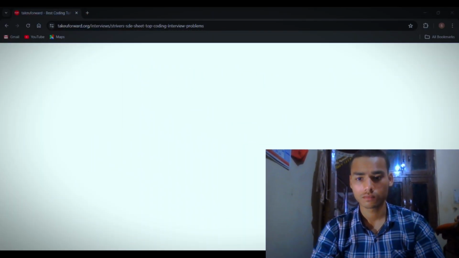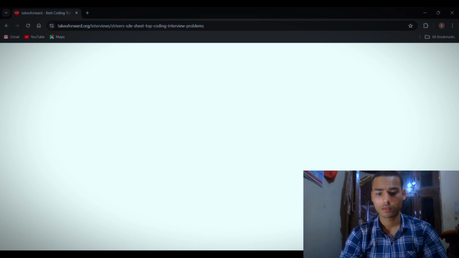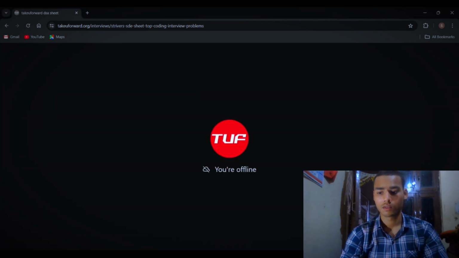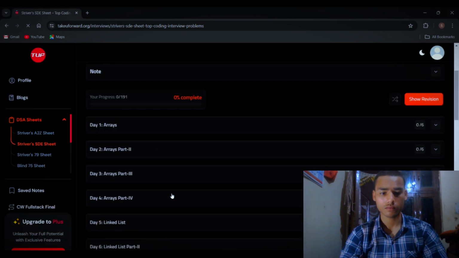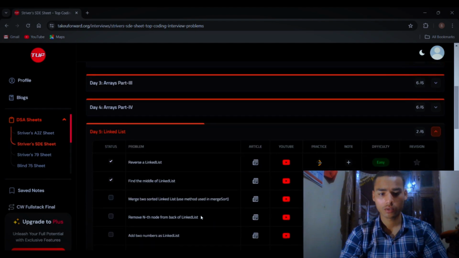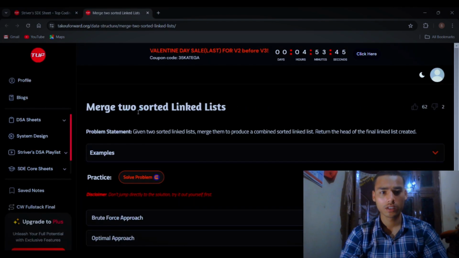Let's say the question is: merge two sorted linked lists to get a final linked list which is also sorted. So how will you solve this question? Let's take the example from this course. Let's say you want to solve this problem, merge two sorted linked lists.